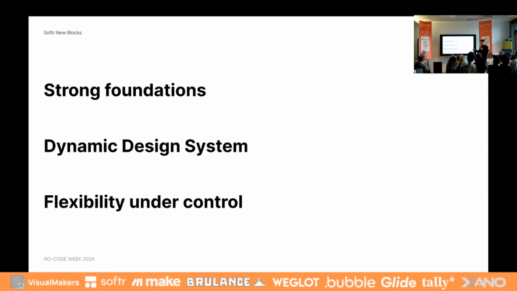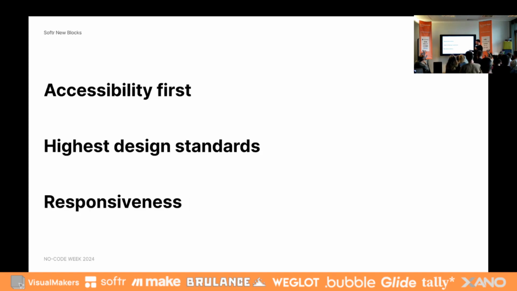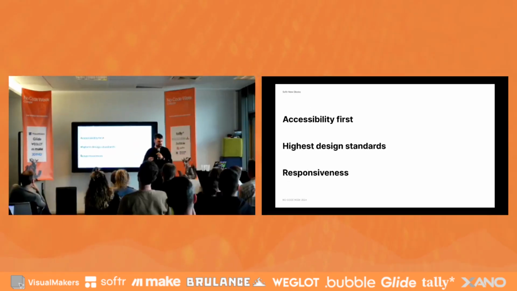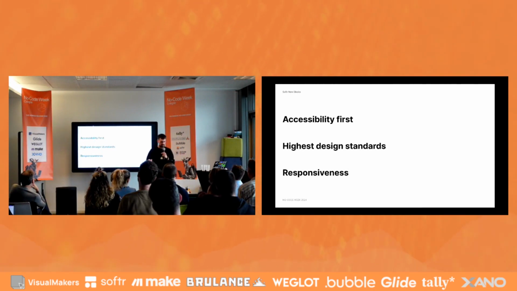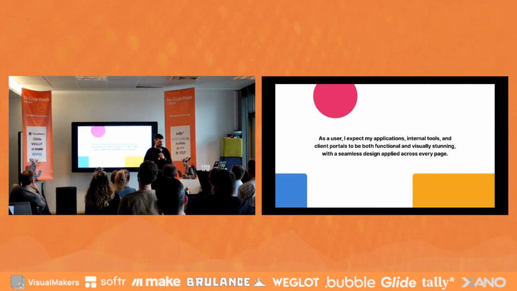In the past, we saw that users were struggling with designing applications, and sometimes it was because we were providing too many design options. So we think that by having flexibility under control and giving less options, but very good options, to the users, it will be positive for them to create better applications. When building this new system, we're keeping accessibility in mind first, we are using the highest design standards, and of course we're keeping responsiveness in mind.